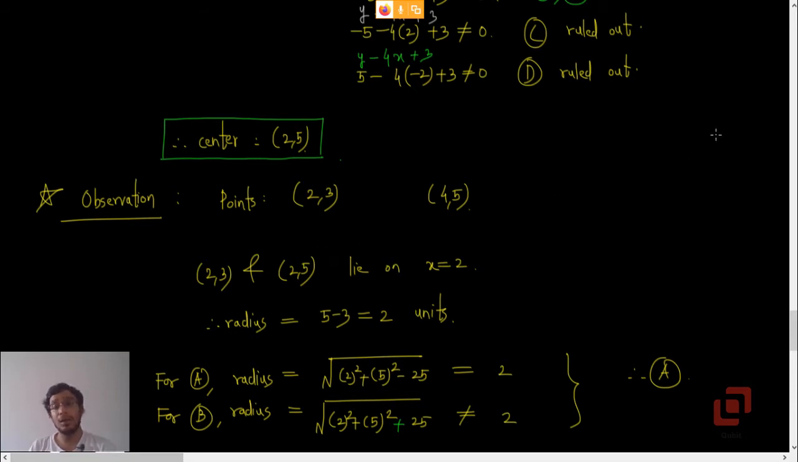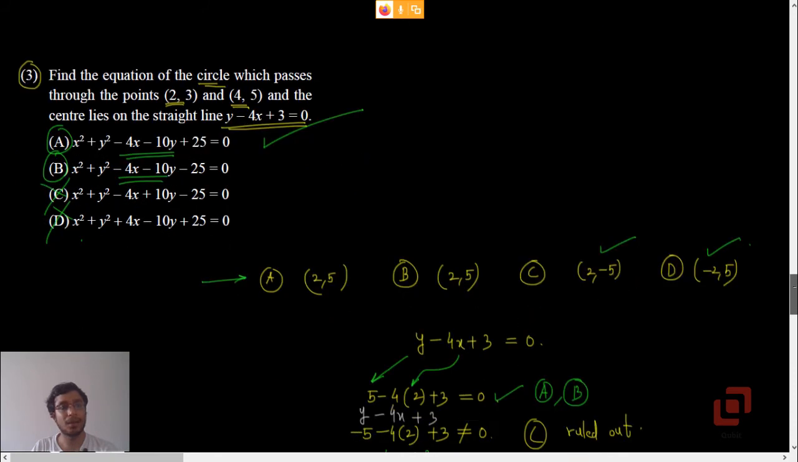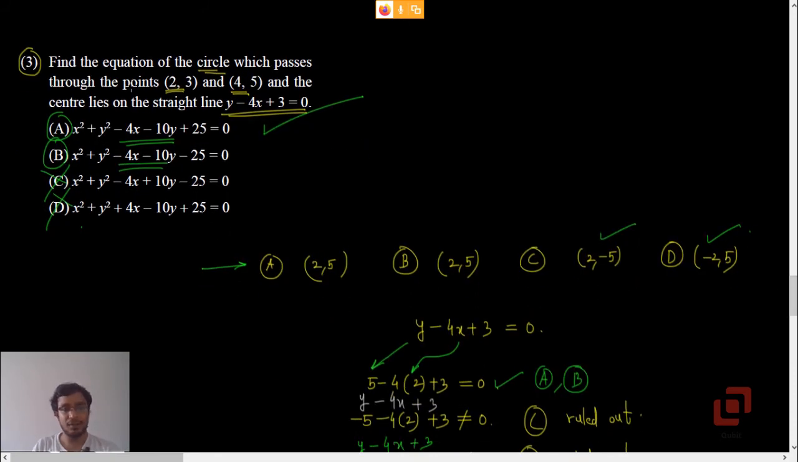Okay, now it is also known that the points (2, 3) and (4, 5) lie on the circle. This is mentioned in the problem. Find the equation of the circle which passes through the points (2, 3) and (4, 5).